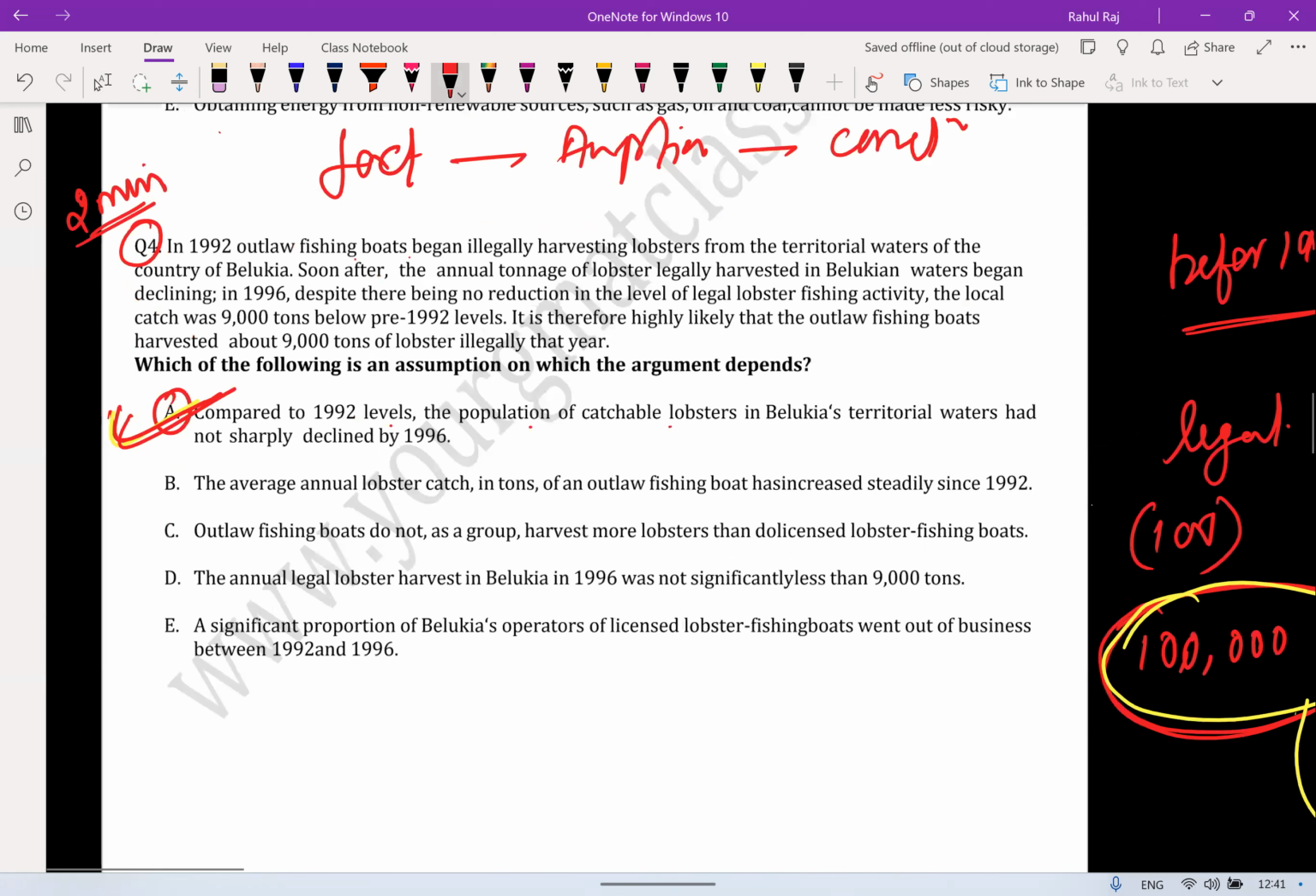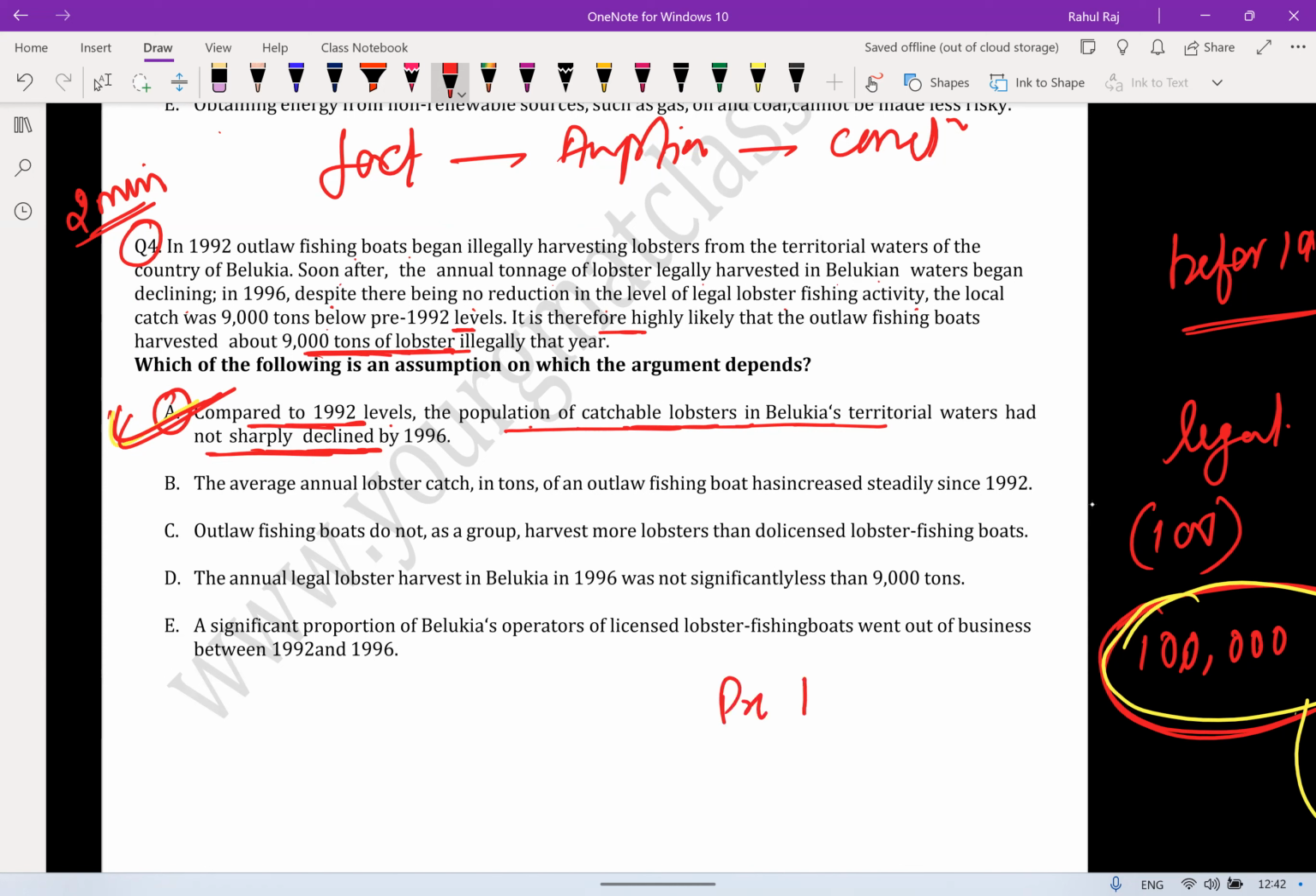So when I'm reading this: soon after the annual tonnage of lobsters legally harvested in Billiken water began declining in 1996, despite there being no reductions in the level of legal lobster fishing activity, the local catch was 9,000 tons below the pre-1992 level. Compared to the 1992 level, the population of catchable lobsters in Billiken territorial water had not sharply declined. And therefore, I can say in 1996, 9,000 tons of lobsters went to illegal boats. Is it making 100% sense or not? This is the way you go ahead and check your answer.